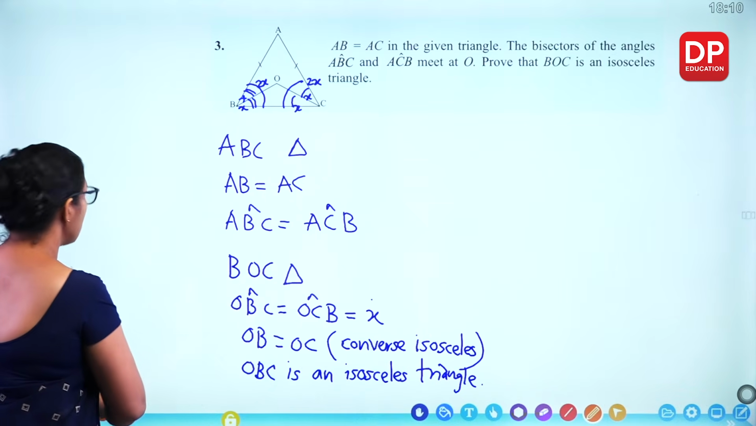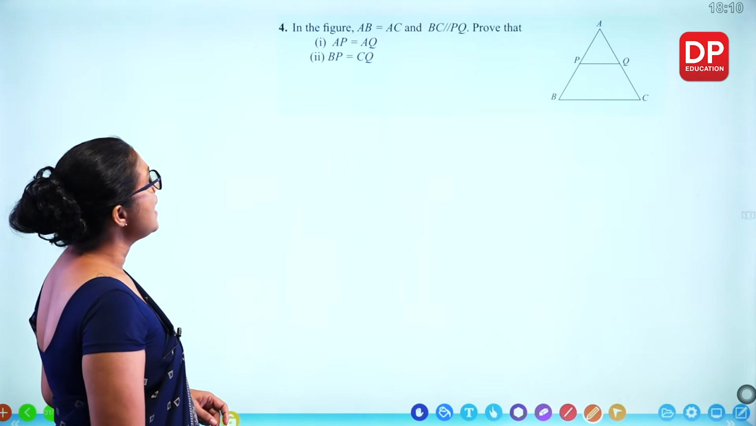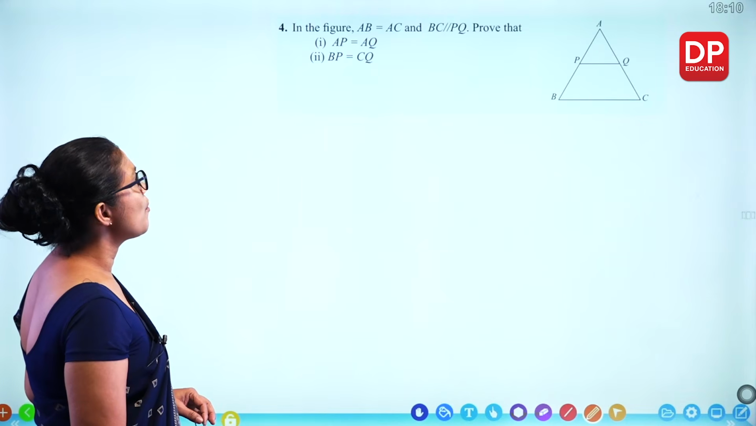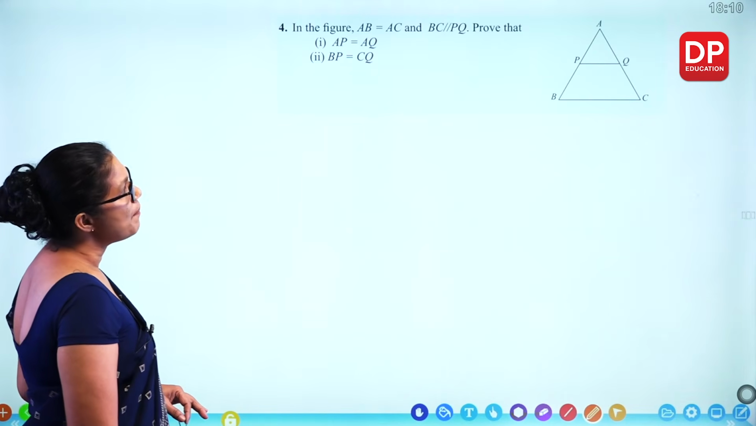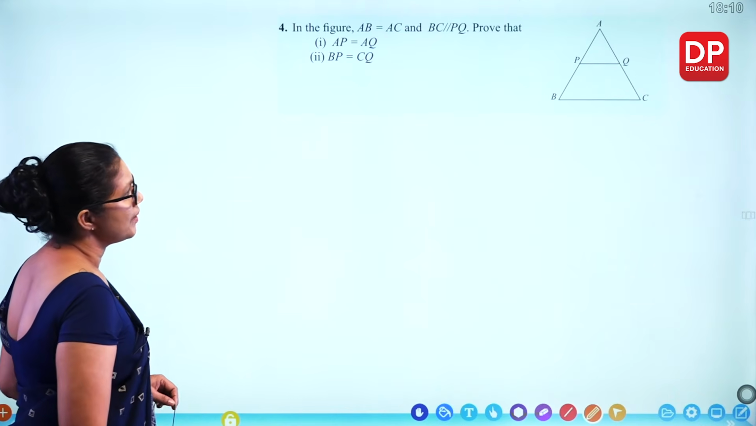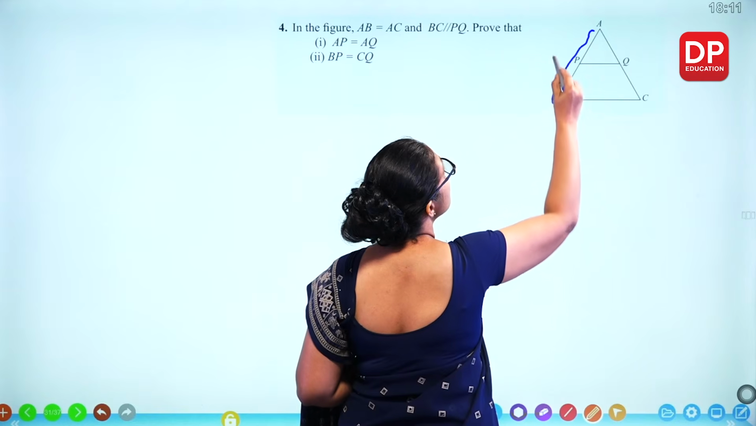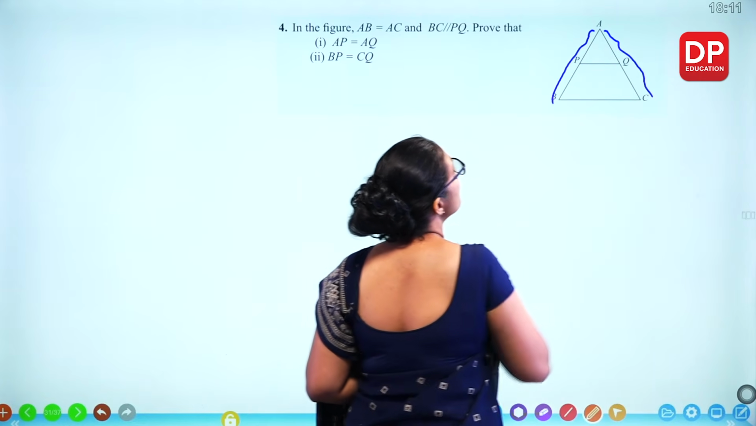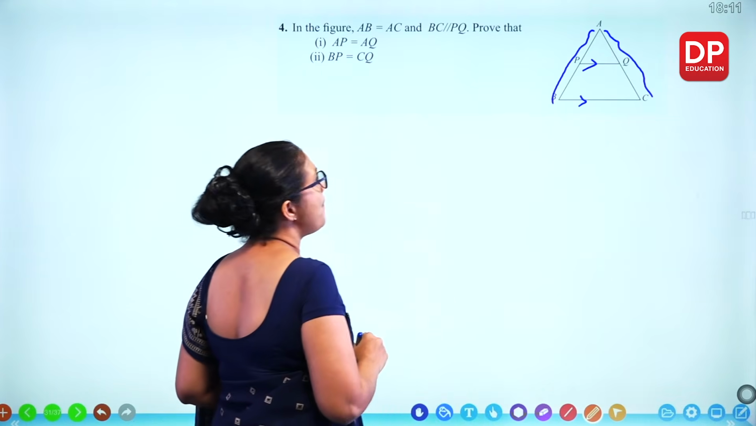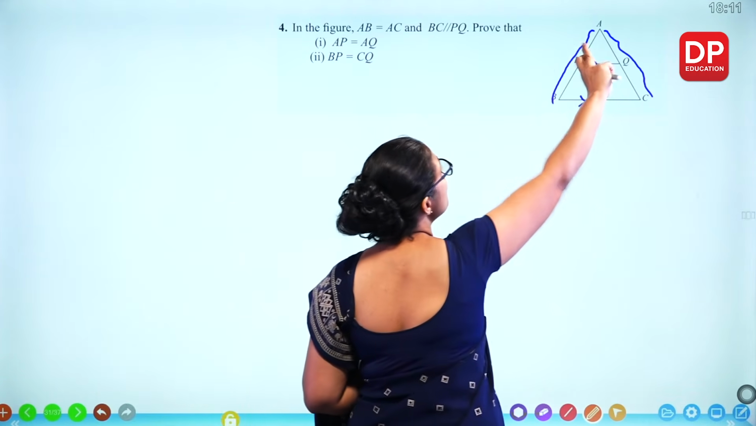We'll take the fourth question. In the figure, it says AB and AC are both equal. BC and PQ are parallel. Prove that AP is equal to AQ. Okay. So we'll first mark the given information. This side is equal to this side. And these two lines are parallel. So you are asked to show AP is equal to AQ.